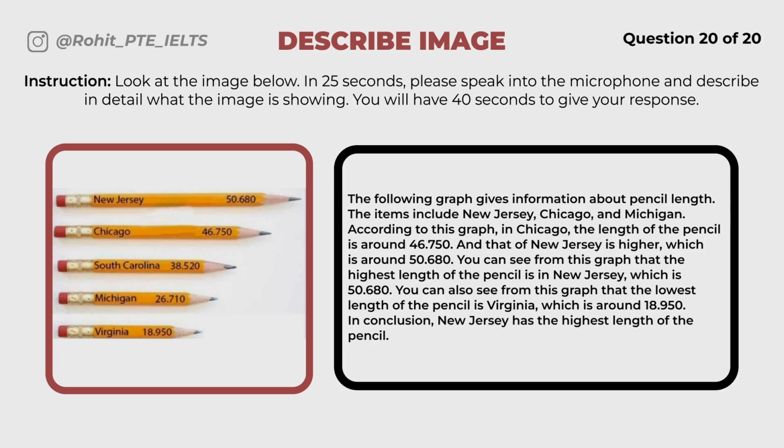50.680. You can see from this graph that the highest length of the pencil is in New Jersey, which is 50.680. You can also see from this graph that the lowest length of the pencil is Virginia, which is around 18.950. In conclusion, New Jersey has the highest length of the pencil.